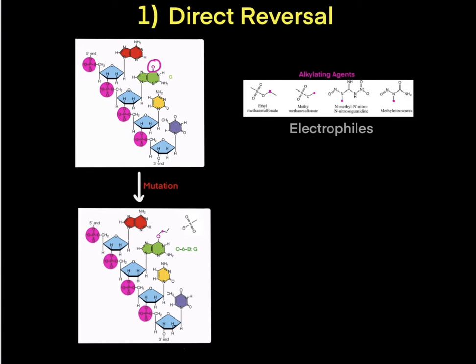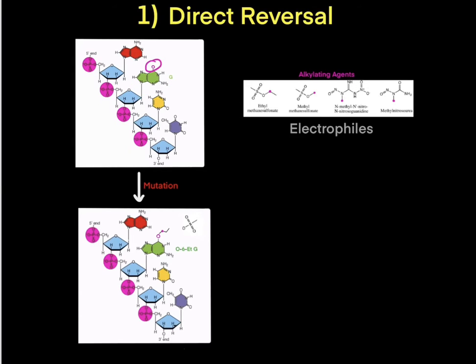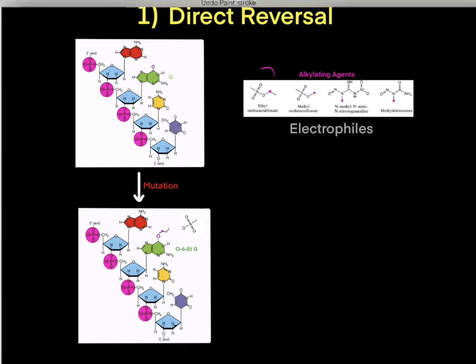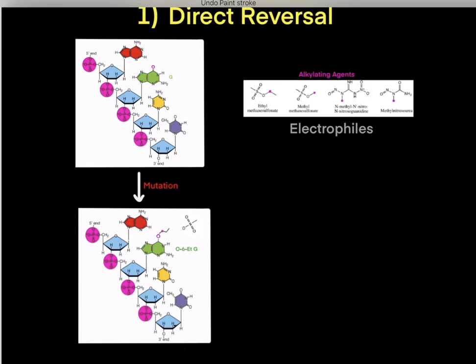For example, this oxygen in this G nucleobase is very nucleophilic. So if we ingest an electrophile, for example, ethyl methanesulfonate, this particular carbon is very electrophilic. So we can go through a chemical reaction where this oxygen nucleophilically attacks this carbon, forming a bond which we see right here. So when we go through this chemical reaction, we chemically modify this G base. So now it's chemically modified and damaged.